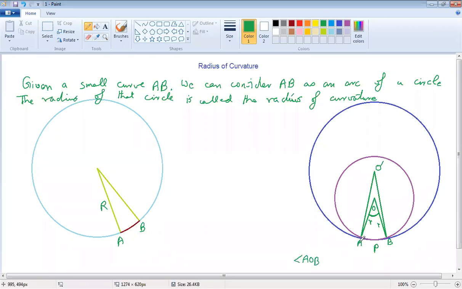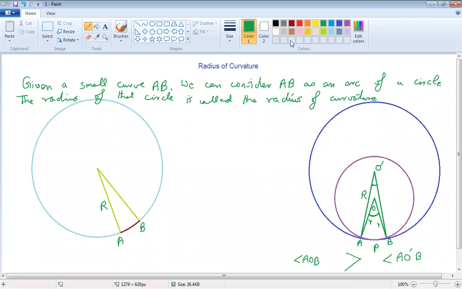But if I consider AB curve as an arc of a larger circle, whose radius is more, suppose capital R, then this is the angle formed at the center, that is AO dash B. Clearly angle AOB is greater than angle AO dash B.